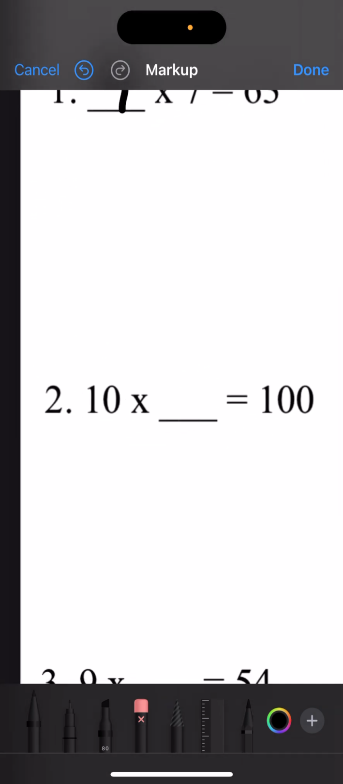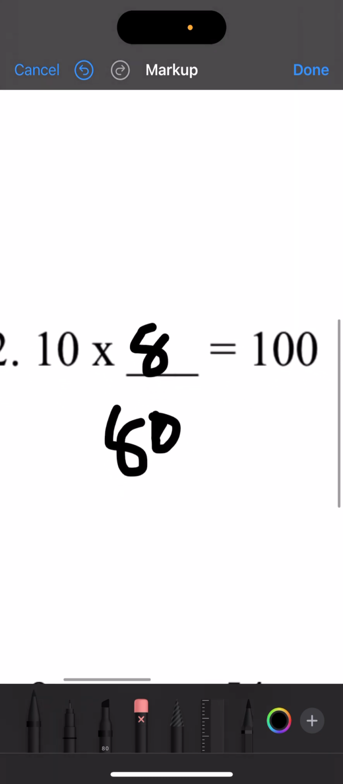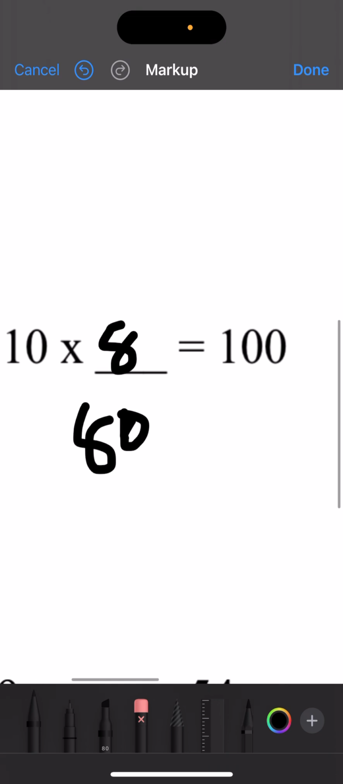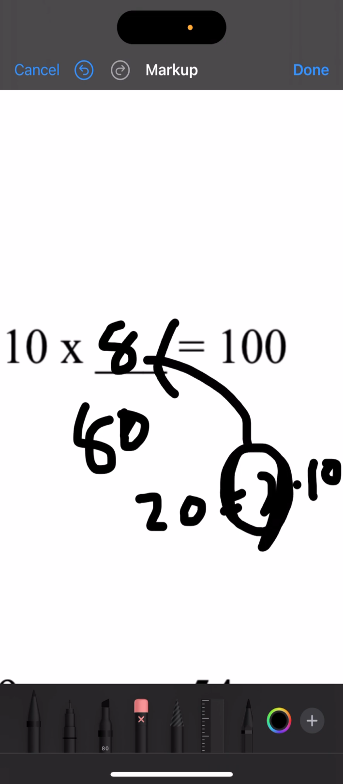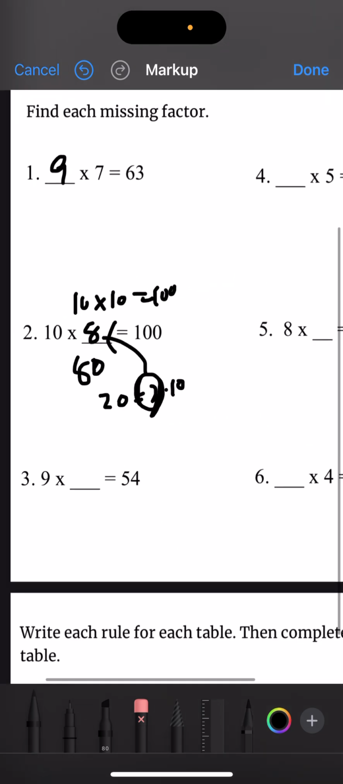Number 2, 10 times blank is 100. 10 times something, we will get 100. So if we plug in, let's say like 8, we get 80. That is still short, and we are 20 away, and we know that 20 is equal to 2 times 10. So if we just add that 2 here, that would give us 10 times 10 is equal to 100.